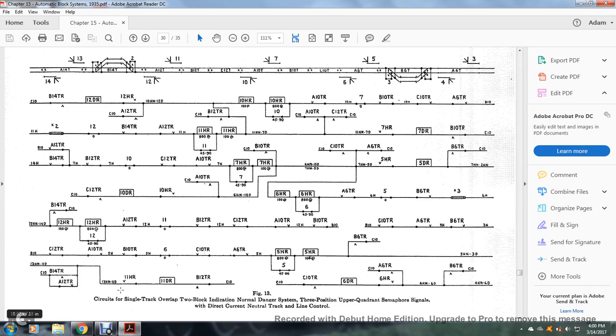All right, figure 13 shows the circuits of a single track overlap, two block indication, normal danger system, three position upper quadrant more signals with direct current neutral track and line control.